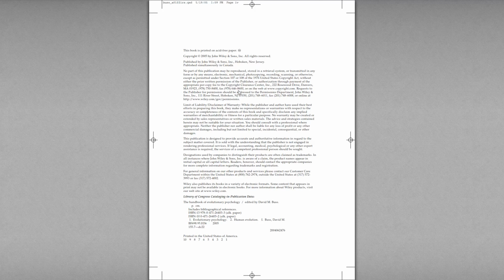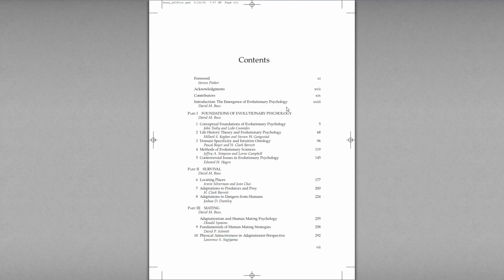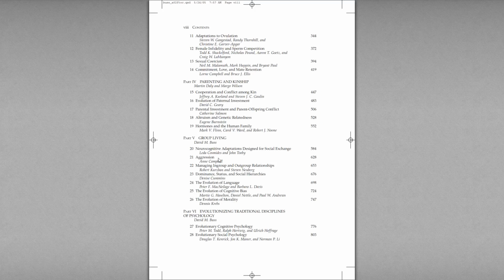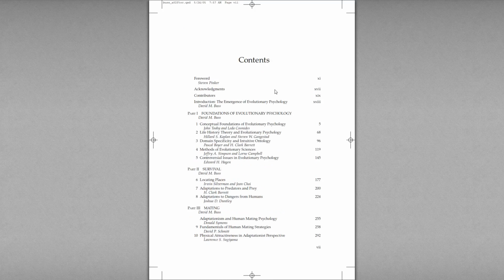In 2005. All dedicated to Charles Darwin. So it's a handbook of evolutionary psychology, so it presents evolutionary psychology, and it has chapters about all the different scientific areas. So all the great minds in evolutionary psychology have written their own chapter for this book about mating, survival, group living, parenting and kinship and stuff like that.